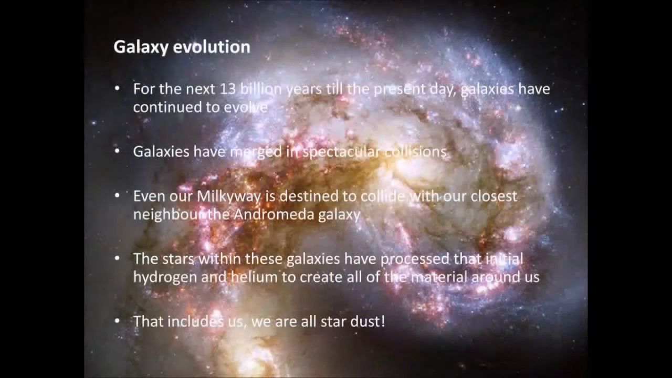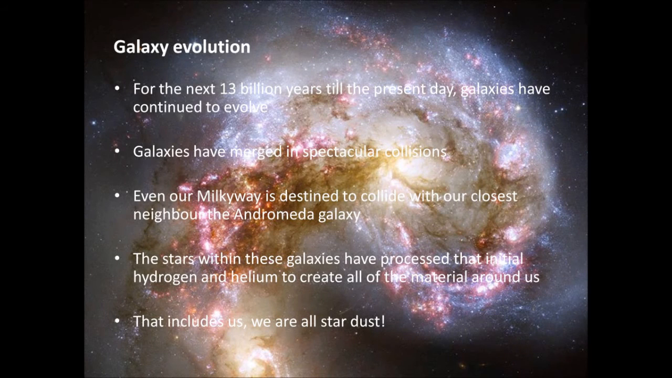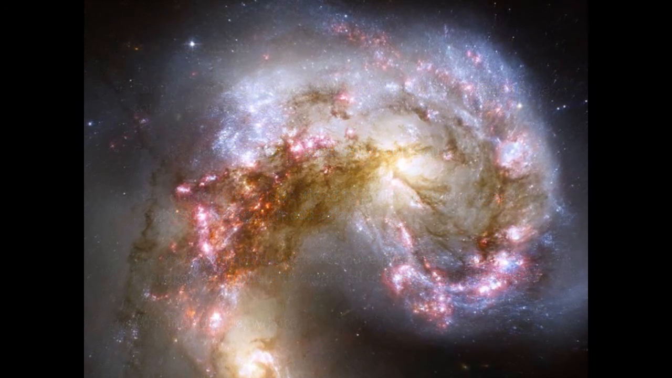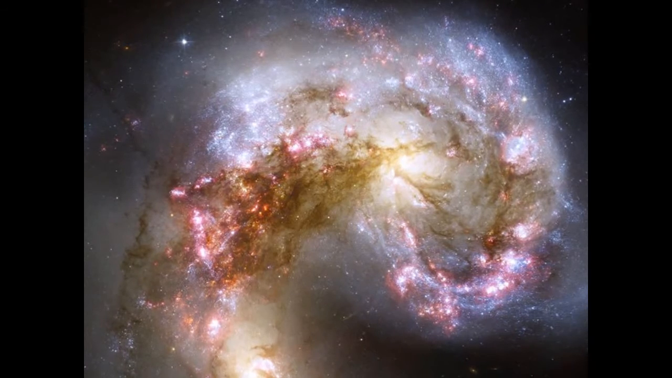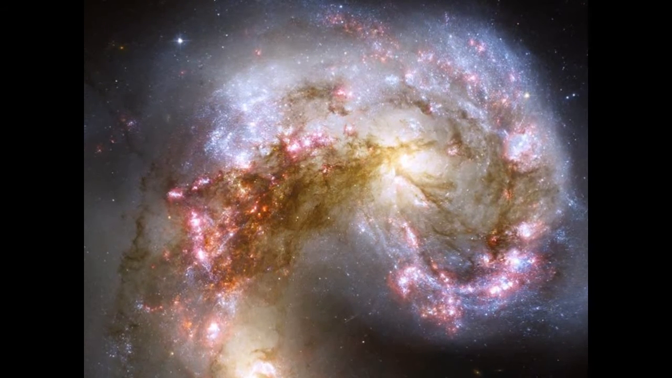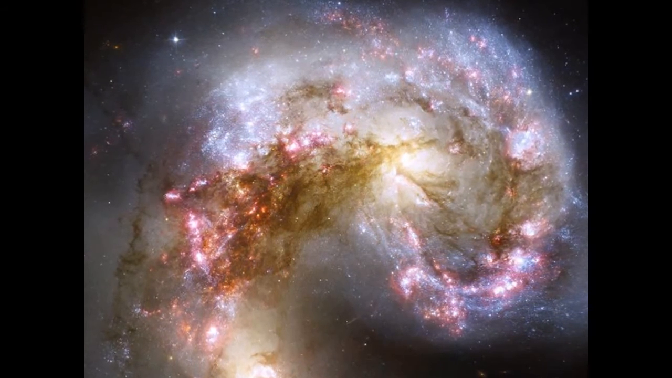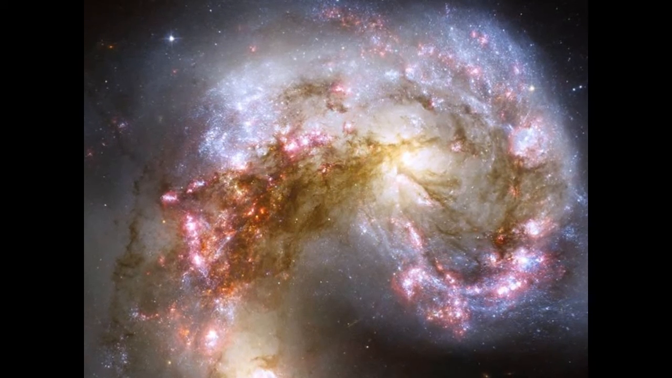Then for about the next 13 billion years to the present day, galaxies have continued to evolve. They've merged in spectacular collisions, and even our Milky Way is one day destined to collide with its closest neighbour, the Andromeda Galaxy. And we tend to think in science, and especially in astronomy, that we're in no special place, but in our little local group at least, we're one of the heavyweights. Us and the Andromeda galaxies are quite big galaxies compared to the rest in our little local group, as it's known. And when they do collide one day, it's going to be a spectacular collision.